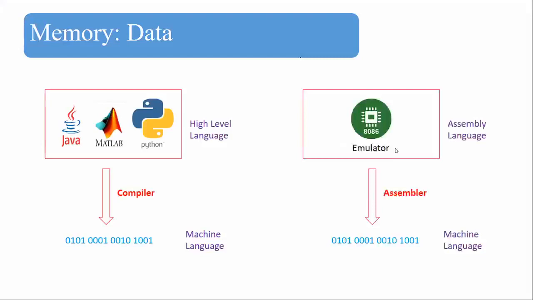Okay. So in our case, in assembly language, we have the software emulator, maybe all of you have it by this time. For assembly language we have an assembler, to assemble or translate the assembly language into machine language. Is it okay? Yes, sir. Okay.